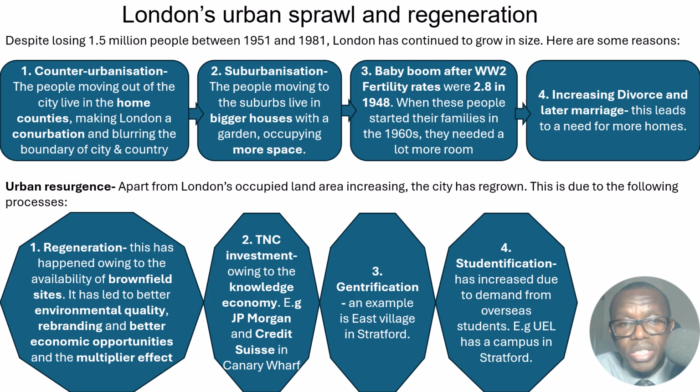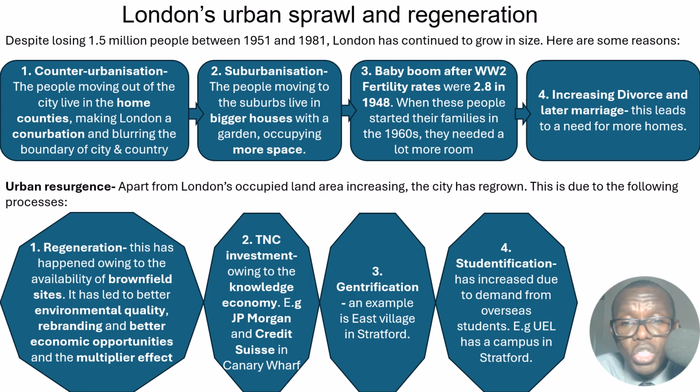One of the reasons is counter-urbanization. We know that when counter-urbanization happens, people move out of the city. In London's case, they moved out of the city to live in the home counties, making London a conurbation. A conurbation is when a large city like London joins up with other smaller settlements that surround it. And this blurs the boundary of where the city and the countryside is.